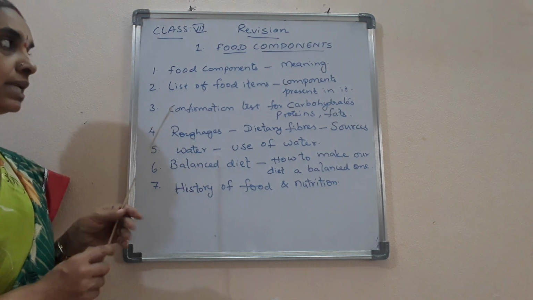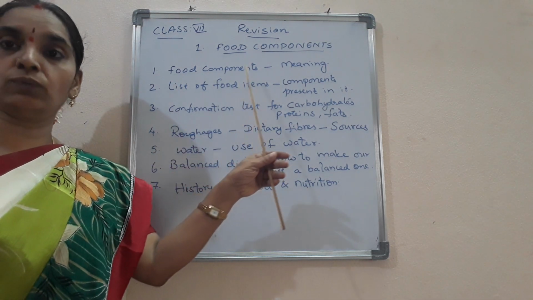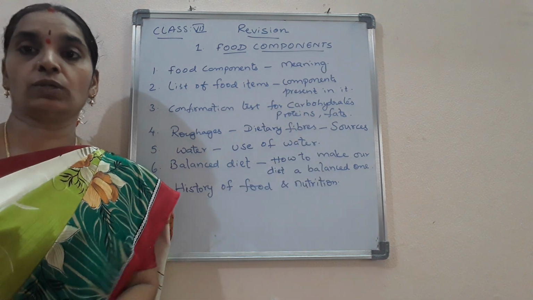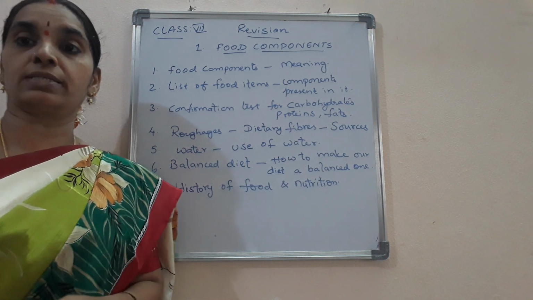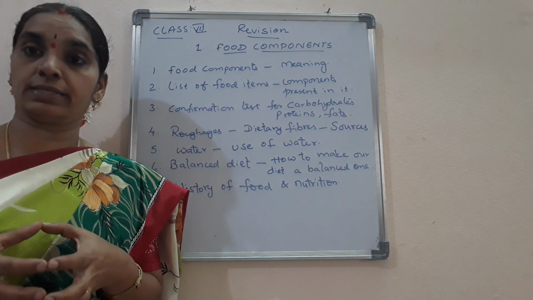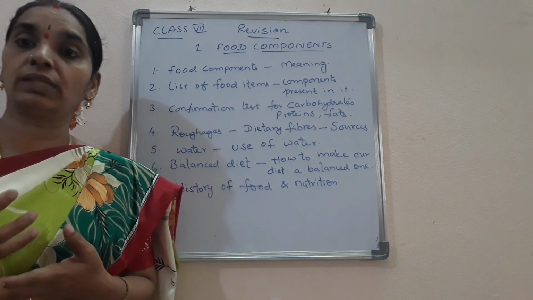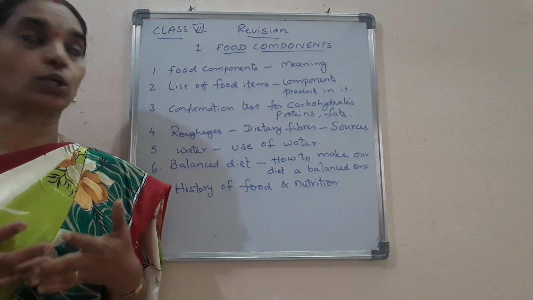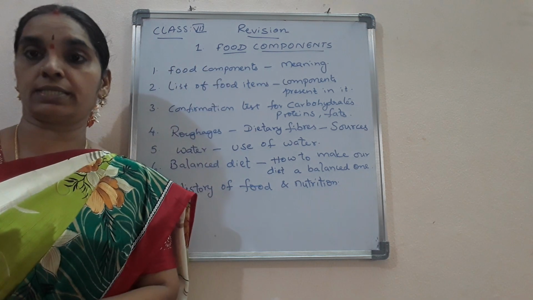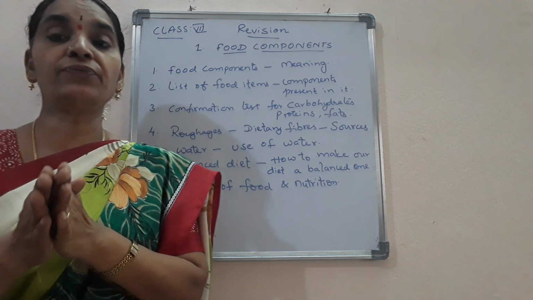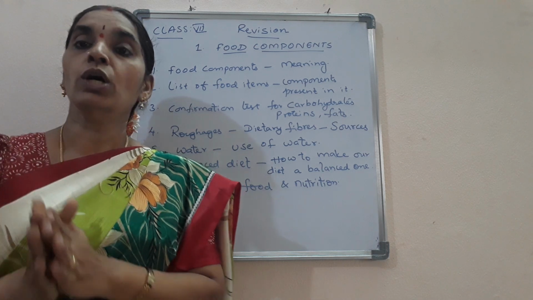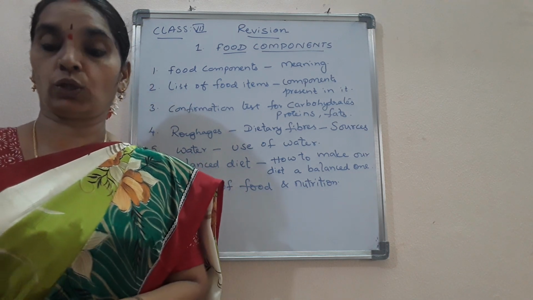Okay, children. One is food components, the first one. What are food components? What is the meaning? The components or the nutrients that are present in our food, required for the growth and repair of our body, are called food components. Especially, we should know the function of food before entering into the food components.